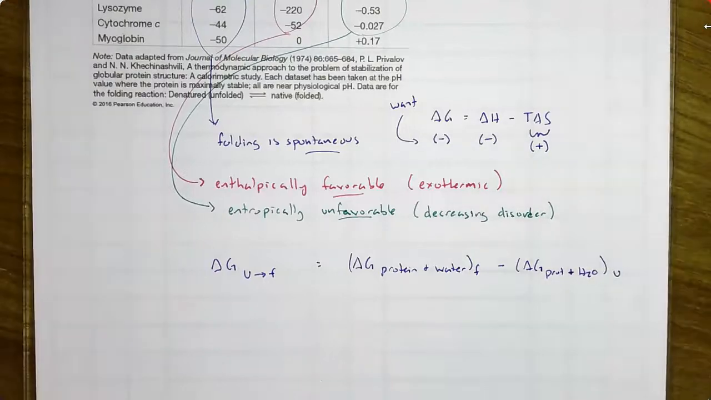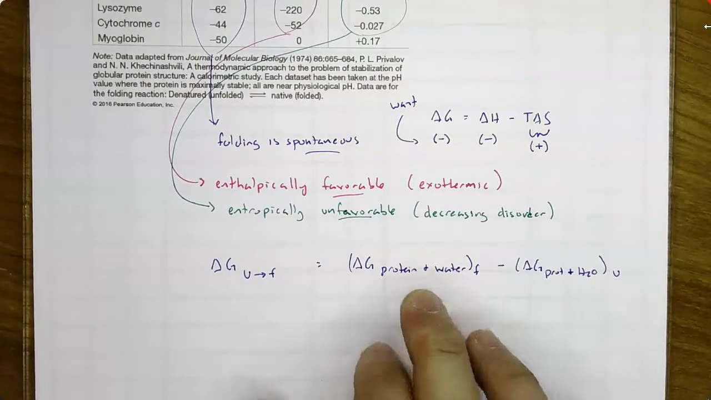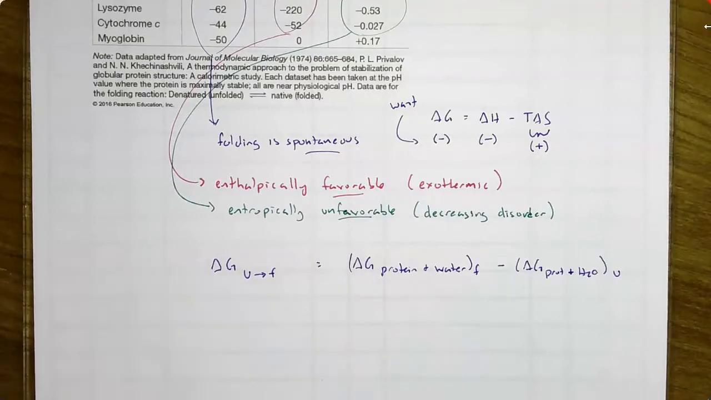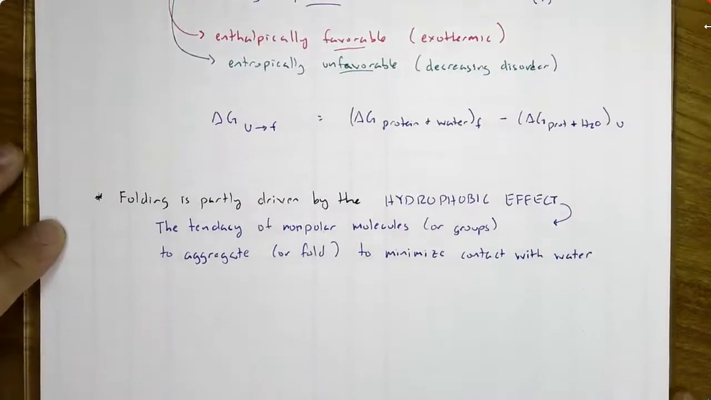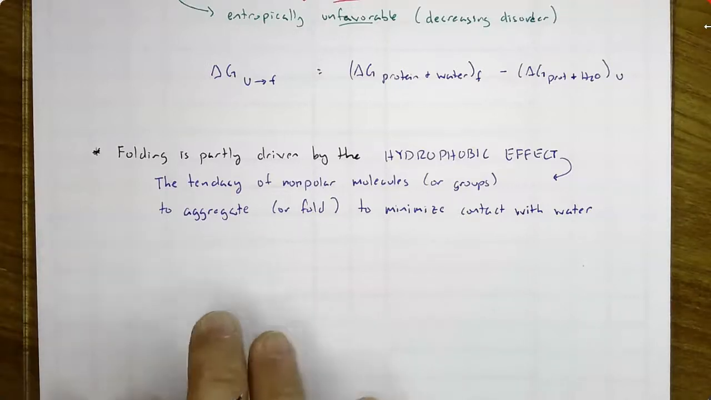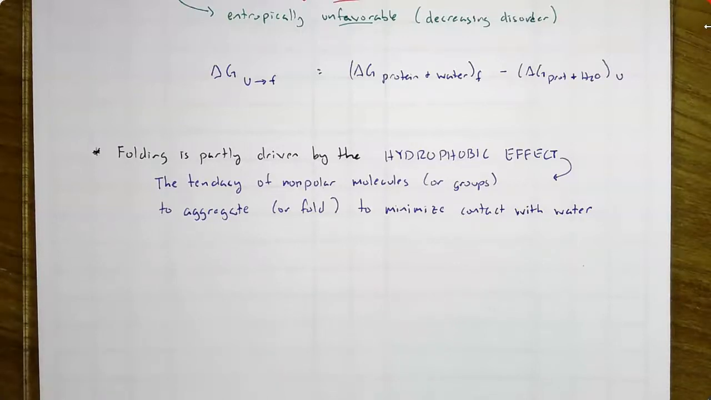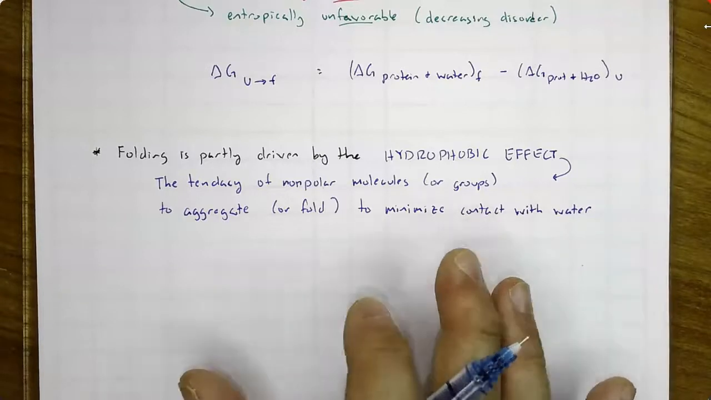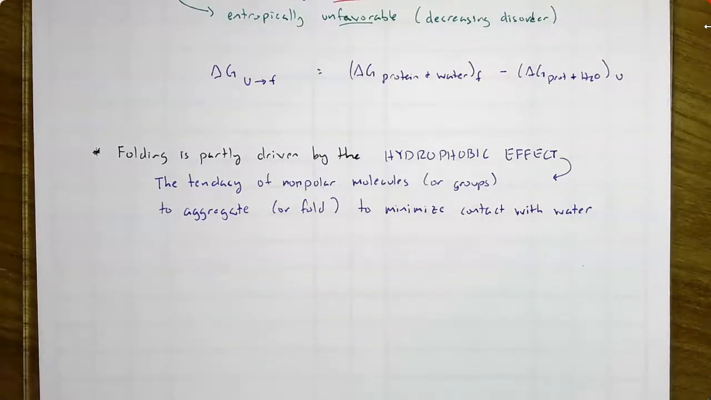Since we're talking about water and proteins that typically have hydrophobic residues, I want to go over the hydrophobic effect. Folding is partly driven by what's called the hydrophobic effect. That is the tendency of nonpolar molecules or groups, like R groups, to aggregate or fold to minimize contact with water. The next couple of notes that I'm going to take, we are going to focus on the entropy. The main component of this hydrophobic effect is the entropy term of the water. Let me jot down a couple of equations for us.